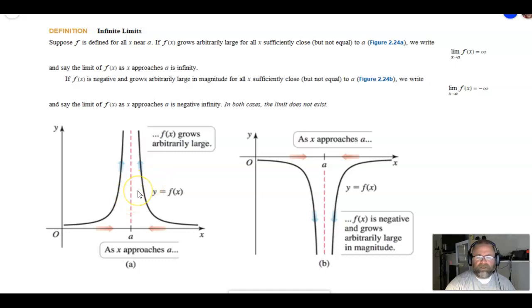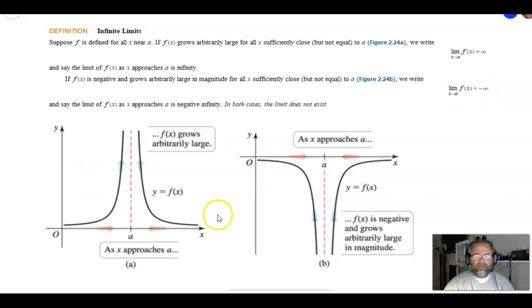So let's first give the definition, and then I want to talk a little bit about it, because there is one slightly confusing aspect of infinite limits that I want to clarify here. So the definition: suppose f is defined for all x near a. If f of x grows arbitrarily large for all x sufficiently close to, but not necessarily equal to a, we write the limit as x approaches a of our function f of x is equal to infinity. And vice versa, if it's growing arbitrarily large in a negative value, we're going to write it just like this. It's approaching negative infinity.